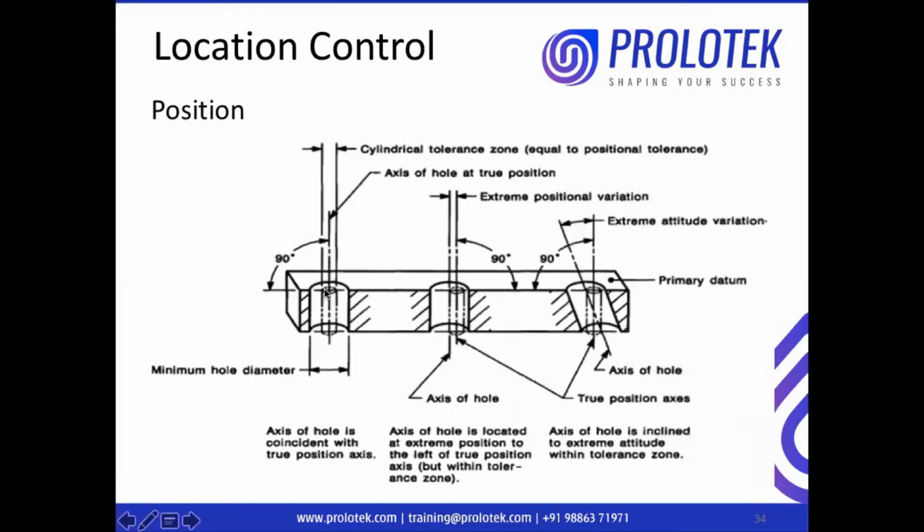This is the ideal condition, but practically it is not possible. So this axis of the hole can be anywhere within this cylinder. It can be straight like this or it can be at an angle also. So this is an example used to tell that positional tolerance, along with controlling the position of the hole, controls the perpendicularity and parallelism of the hole with reference to datums. That means position can control orientation also.